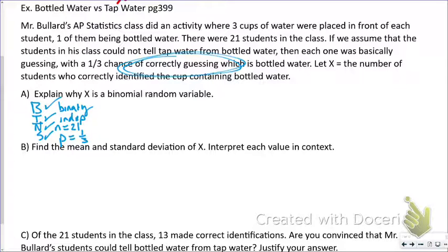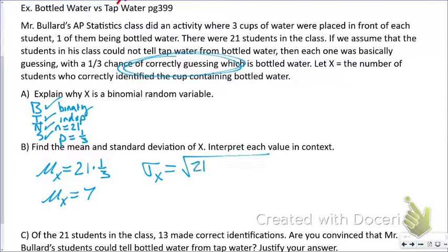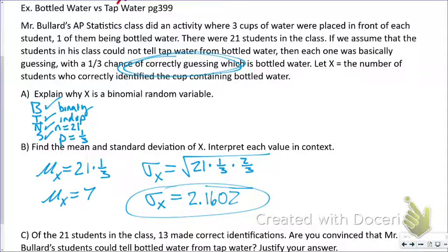So we find the mean by going 21 times 1/3. And we can do that in our head. We think about 7 of those students are going to guess correctly. Standard deviation is the square root of n times p times its complement. And we get 2.1602. Hopefully that's pretty easy. So let's wrap this problem up.